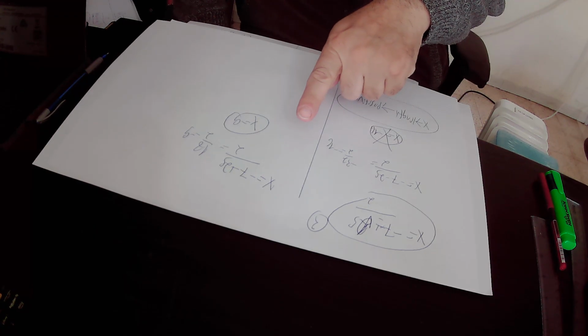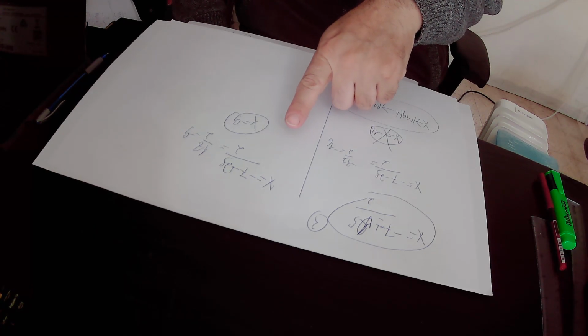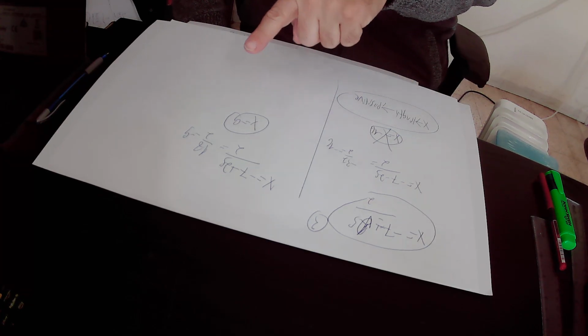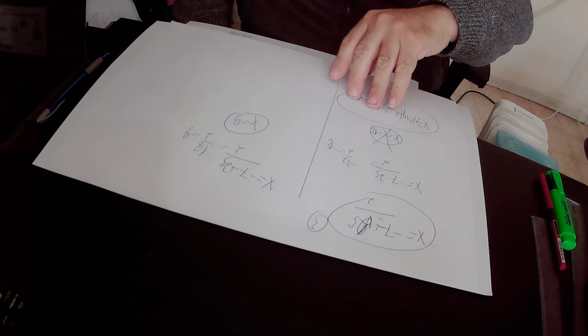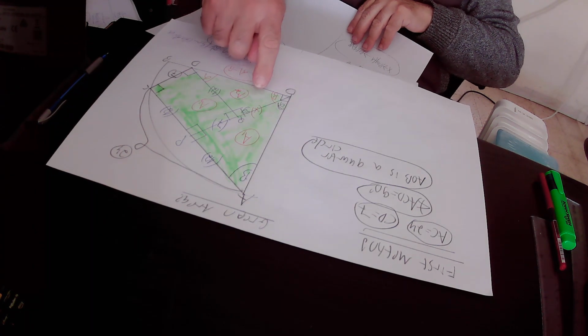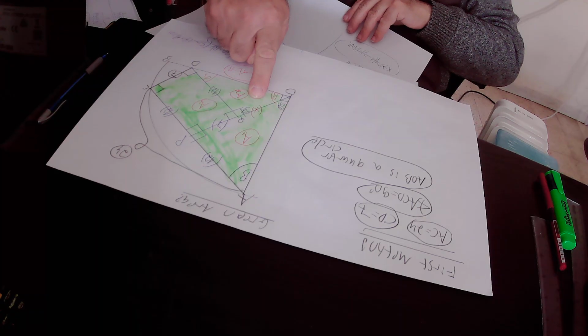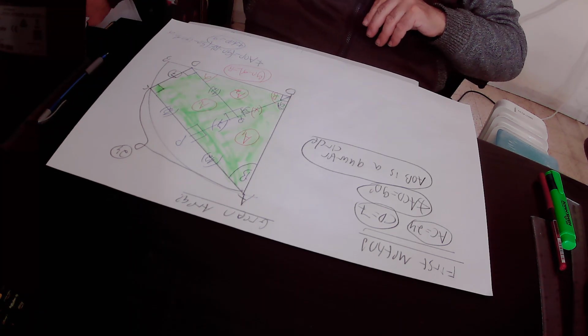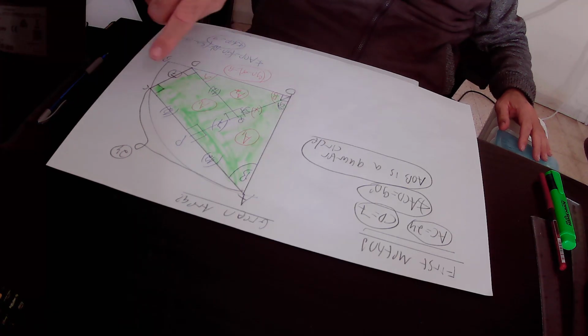x could also be equal to minus 7 plus 25 over 2. 25 minus 7 is 18, and 18 over 2 is 9. So x, the length of segment QO, is equal to 9. Then our mission is to find the area of this green shape.